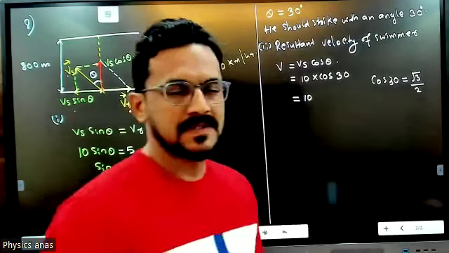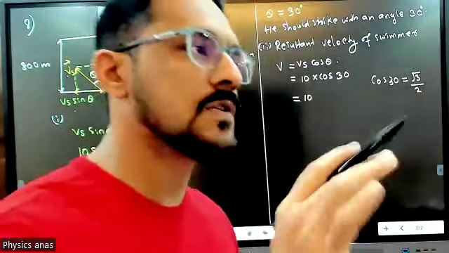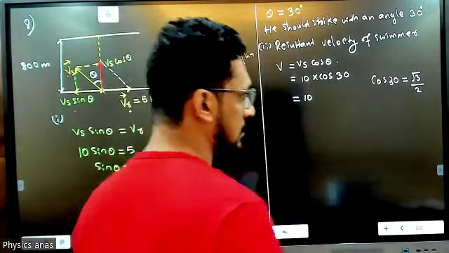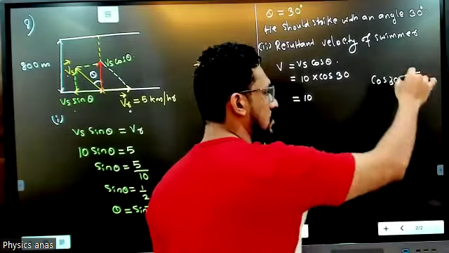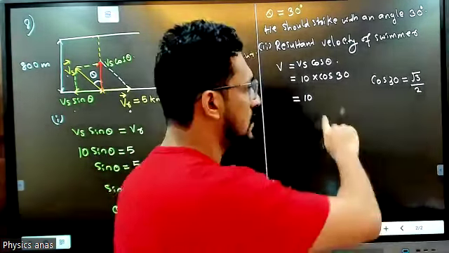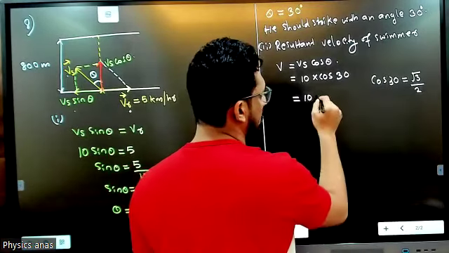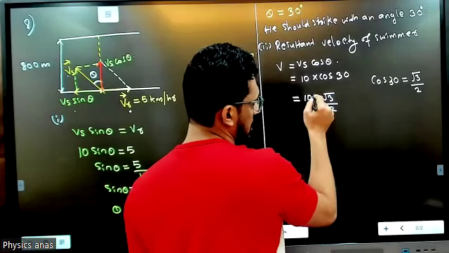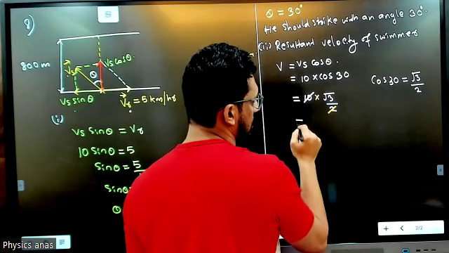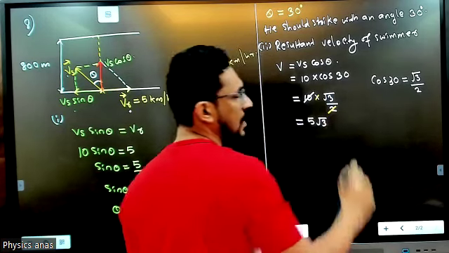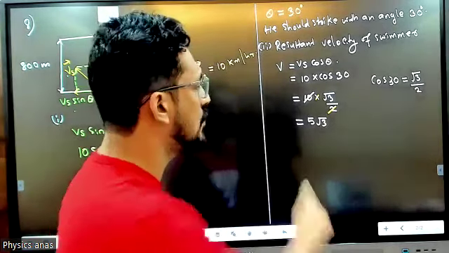Sin 30 is 1 by 2. Cos 30 is root 3 by 2. You should keep that in mind. That will not be given in the question. You have to remember that. So 10 into root 3 by 2. Now this 10 and 2 is gone. What you will get? That will be 5 into root 3.